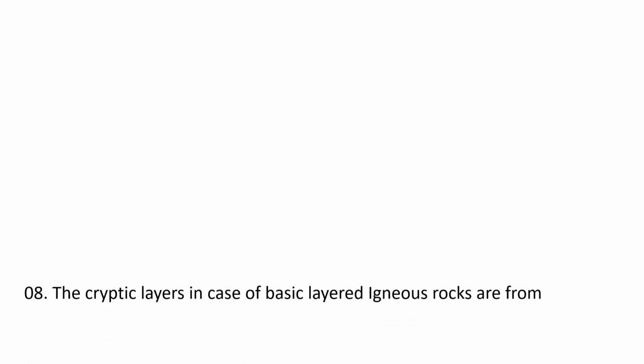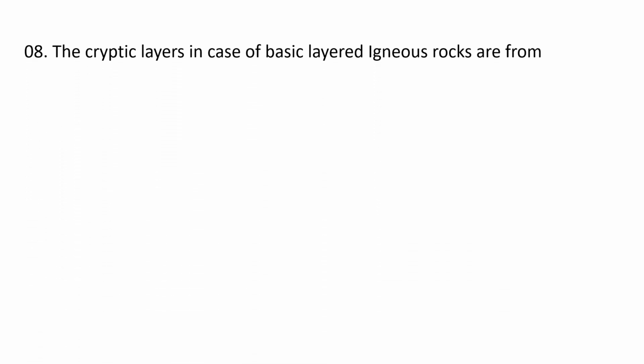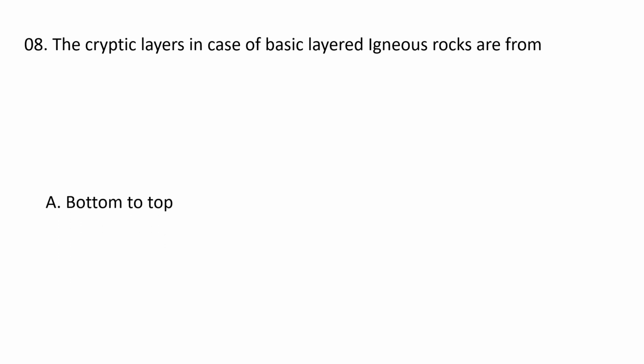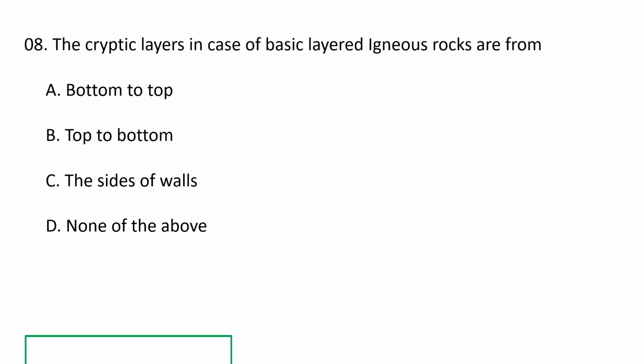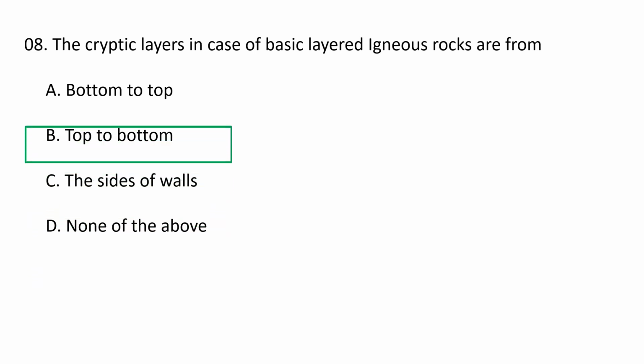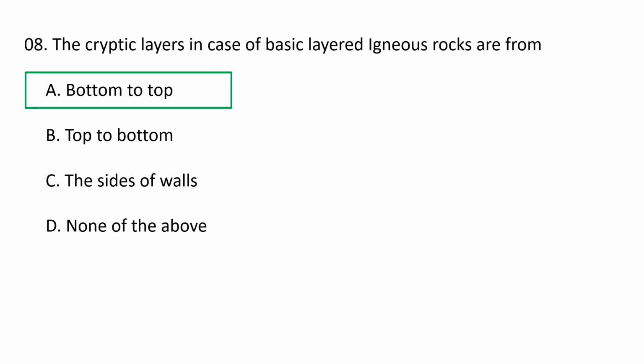Next question. The cryptic layers in case of basic layered igneous rocks are from A. Bottom to top, B. Top to bottom, C. The sides of the walls, and D. None of the above. The cryptic layers in case of basic layered igneous rocks are from bottom to the top. A is the correct option.